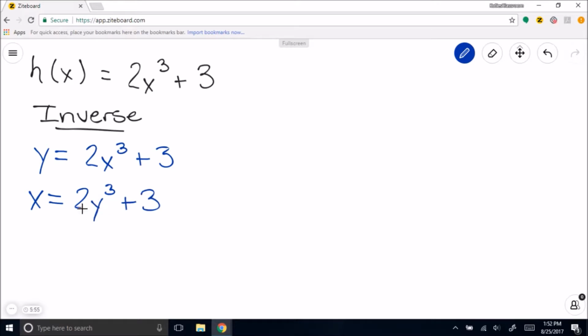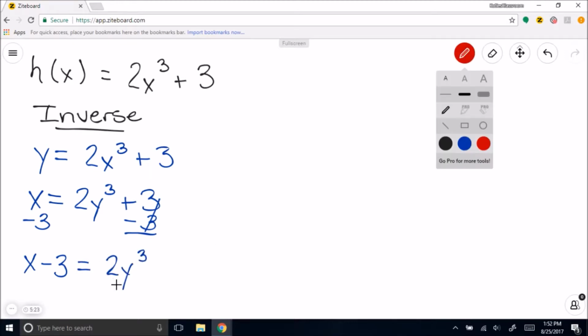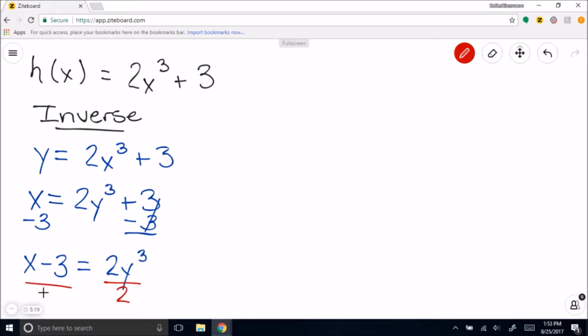So I need to move the 2 to the other side of the equal sign, the cubed, and this 3. So you start with adding and subtracting first. I'm going to subtract 3 from both sides. This becomes x minus 3 is equal to 2y cubed. So then you would divide both sides by 2. So I have x minus 3 over 2 equals y cubed.